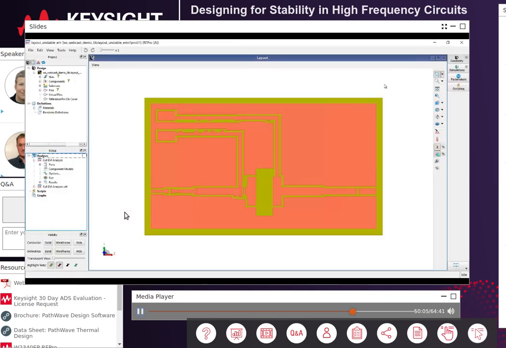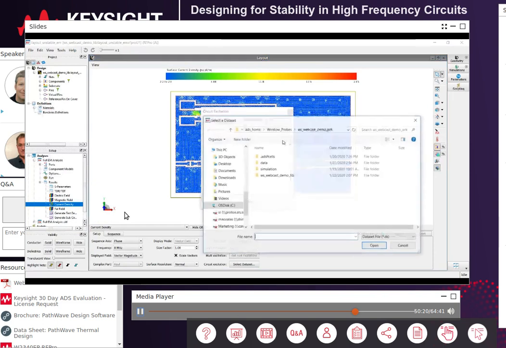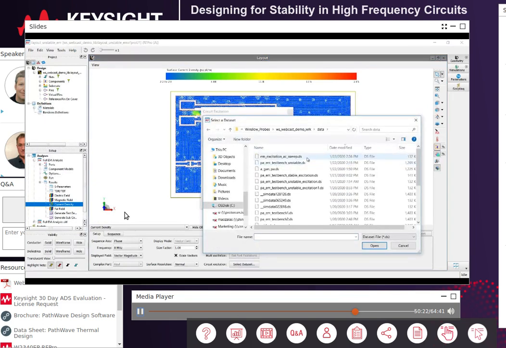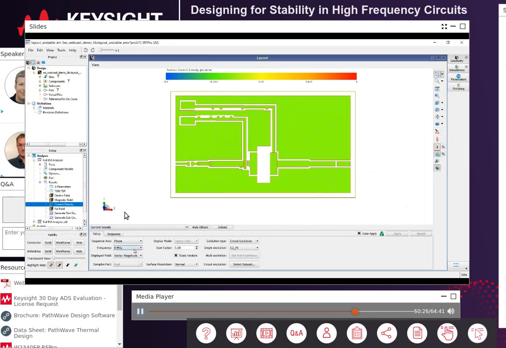And after I'm done, I go back to RF Pro, and in the Results tab, I click View Current Density. Now I can excite this layout in a number of ways. I can use ports individually, but instead I'm going to use circuit excitation. And then I go and select the data set from the AC simulation that I just ran. So this will use the circuit results to actually drive the physical layout using the EM tool.